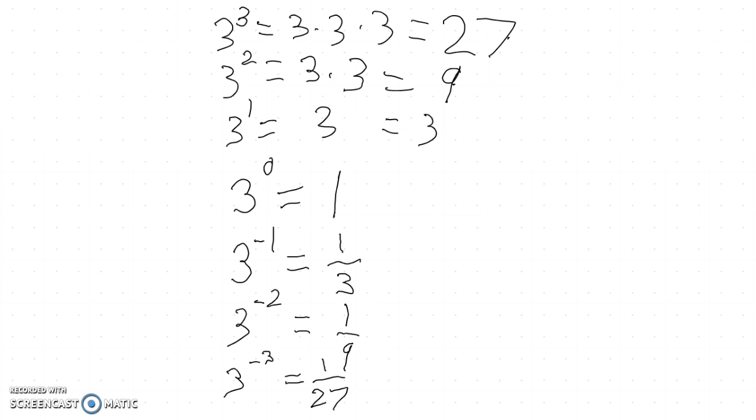3 to the 0 is 1. 3 to the negative 1, that's just 1 over 3, just like 3 to the 1 is 3. 3 to the 2 is 9. 3 to the negative 2 is 1 over 9. That's how you do regular exponents, that's how you do something to the 0, and that's how you do negative exponents.